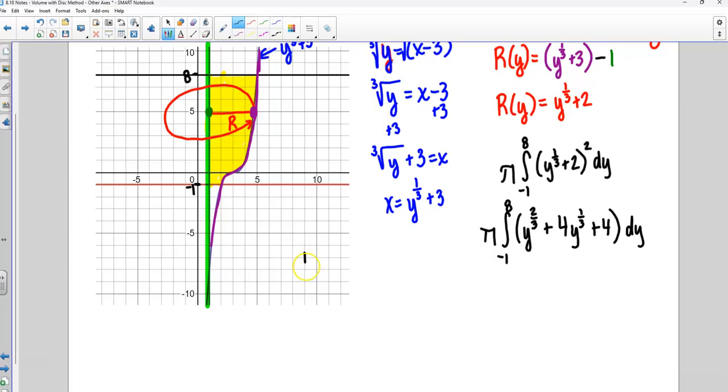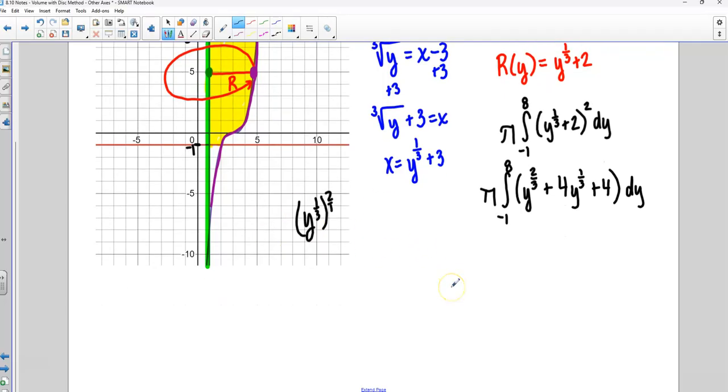And that y to the 1/3, when we're squaring it, that might kind of throw you off. But what do you do when you have a power to a power? Multiply. So you're doing 1/3 times 2 over 1, which gives you 2/3 there. All right, it's not that easy to integrate either, because I've got to increase my exponent by 1.